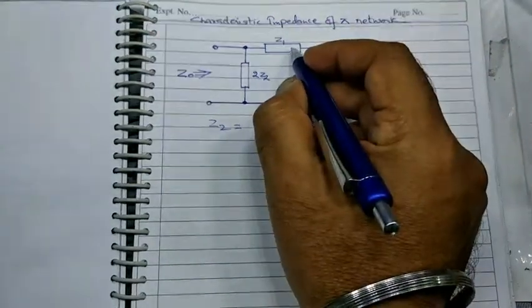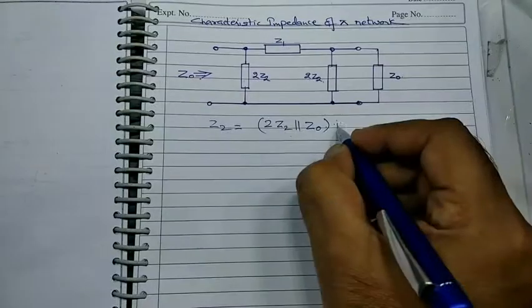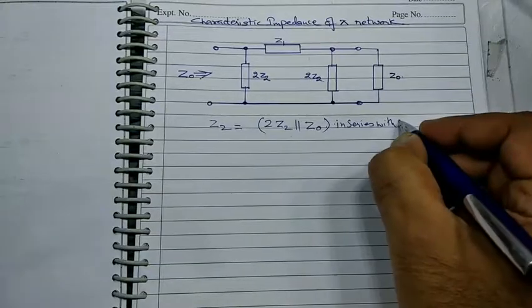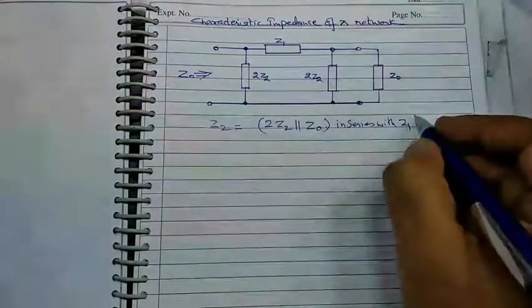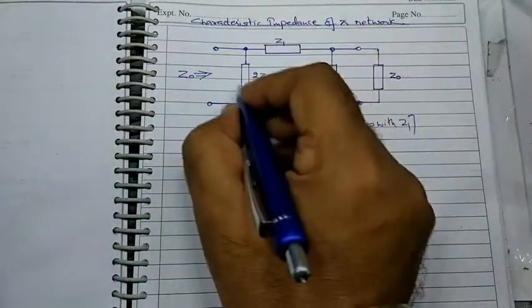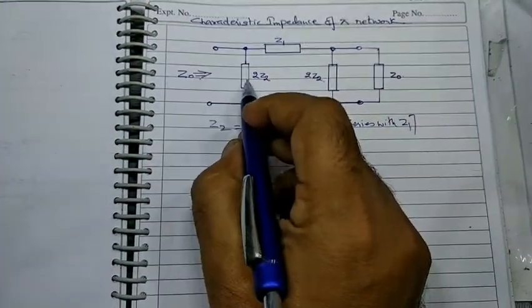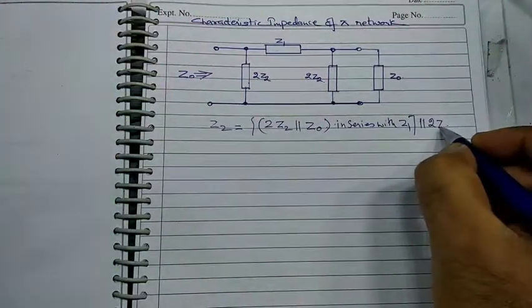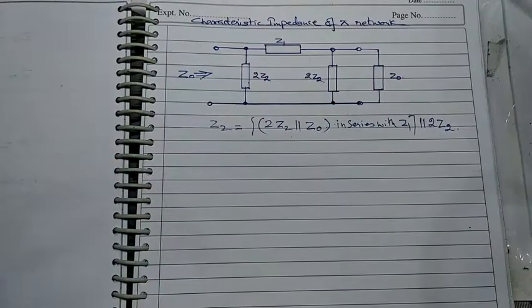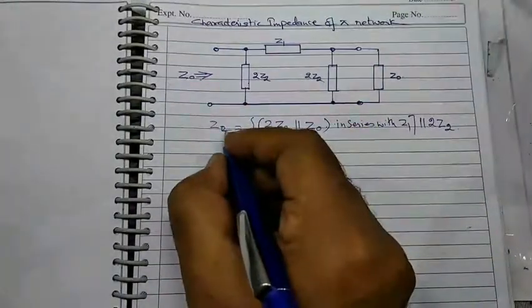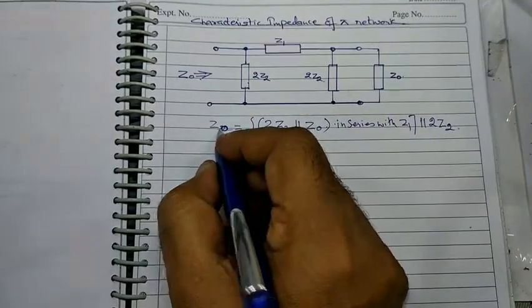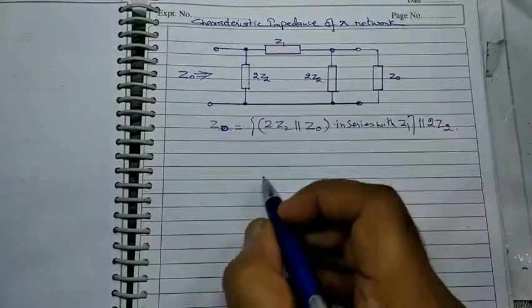Now this combination is in series with Z1. This whole combination is in parallel with 2Z2. Now we have to calculate and find out the value of ZO. This is ZO. Right? So this is the characteristic impedance of the pi network.